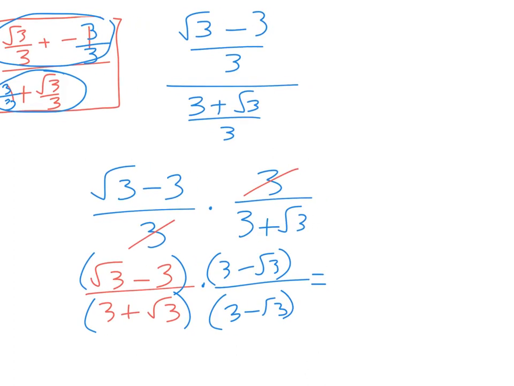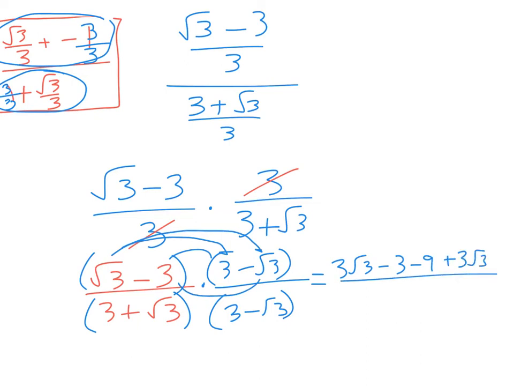So if I FOIL the top, the first ends up being 3 square roots of 3. Outside ends up being negative 3 when I multiply those two together. Inside ends up being negative 9, and the very last term ends up being positive 3 square roots of 3. Negative times a negative is a positive. On the bottom, when you FOIL that, the outside-inside terms should cancel, and so what you're left with on the bottom looks like 9 minus 3, which ends up being over 6.